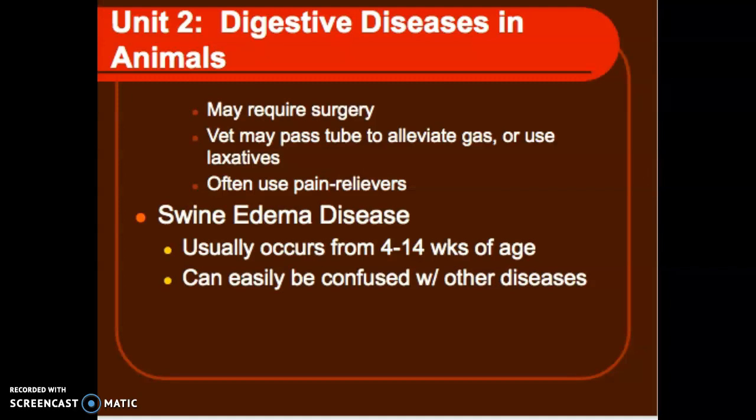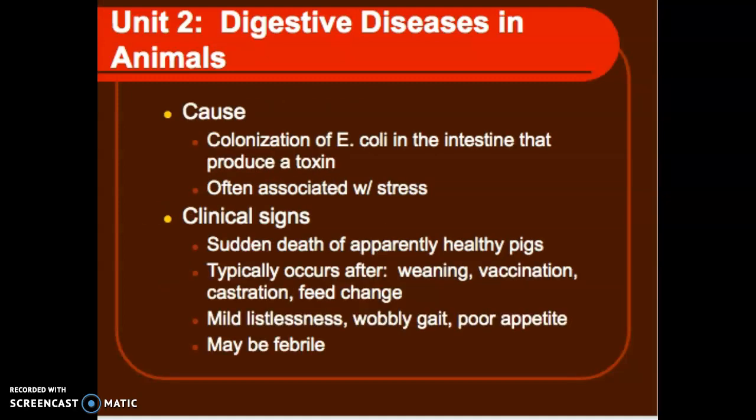Last one, I believe, in this part 3 of a 4-part series is swine edema disease. And so as we turn our attention to the non-ruminant for once, usually we're dealing with swine edema in a young pig, 4 to 14 weeks of age. And you'll see it confused with a number of other diseases, and primarily we think about scours, which is another one that we'll be talking about in part 4.